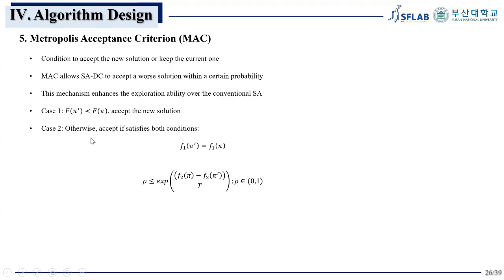However, otherwise, we will accept the new solution if it satisfies the 2 following conditions. The first one is that the primary objective values are the same. The second one is that the probability calculated based on this formula is smaller than a predefined p-value.